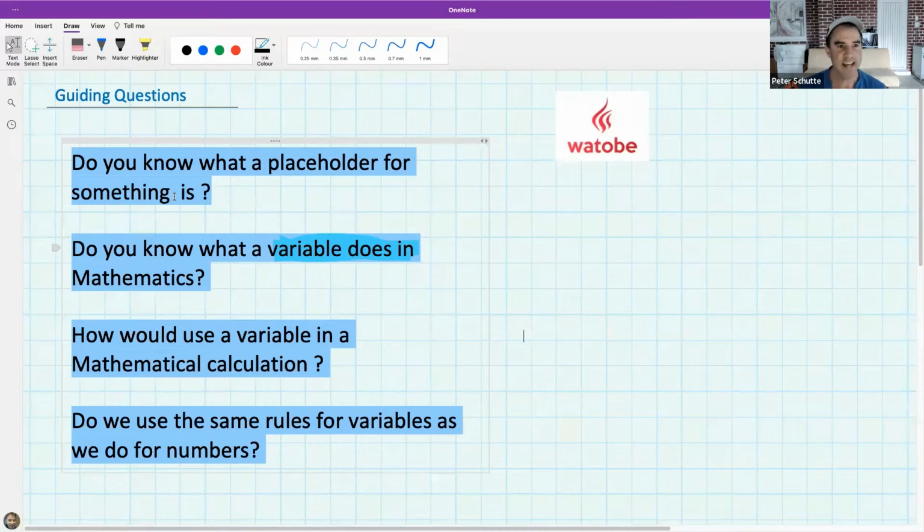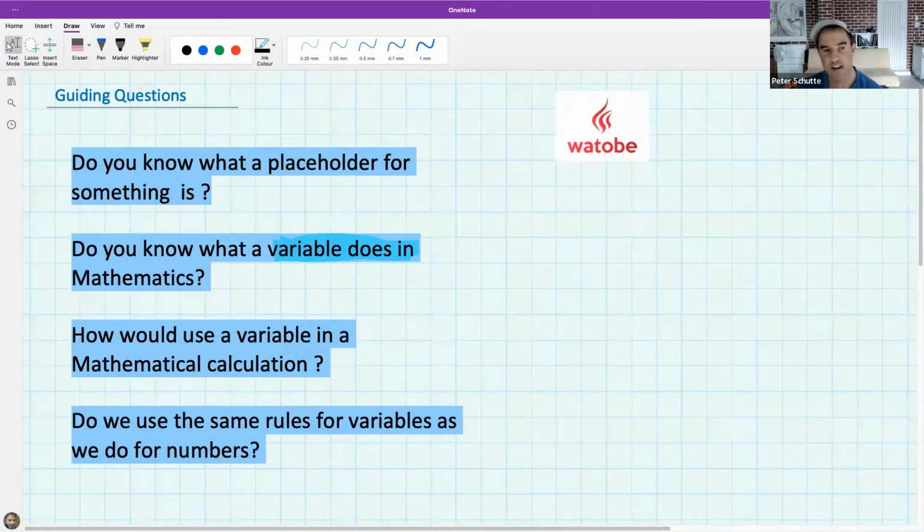Do you know what a placeholder for something is? In the chat, think about, what does a placeholder do? Can anybody type what you think a placeholder does in the chat? And while you're doing that, some of the other things we'll think about is, do you know what a variable does in mathematics? And how would you use a variable in a calculation? But just quickly type something in the chat so I know what you think about the word placeholder for something, or anything that you can share with me would be fantastic.